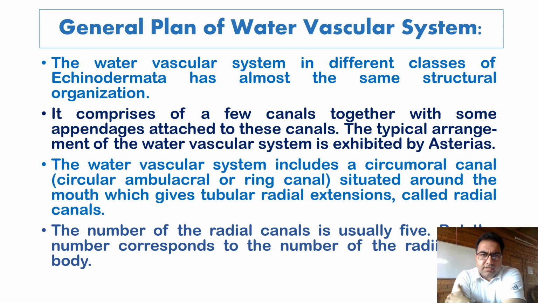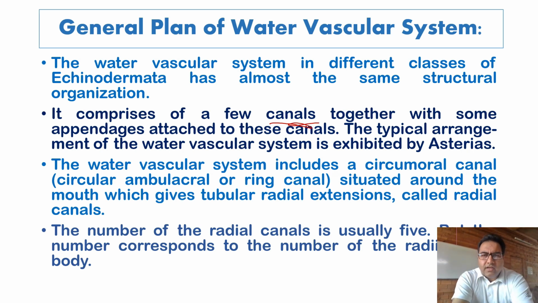Let us have a general idea about the plan of the water vascular system, which I told you earlier as well, starting from the madreporite and ending up at the tube feet and mostly the suckers of the tube feet. But this water vascular system in different classes of Echinodermata has almost the same structural organization. It comprises a few canals together, starting from the madreporite and stone canal, and it leads to the other canals.